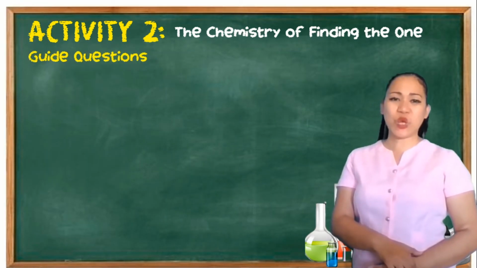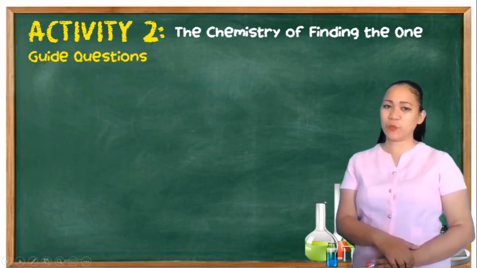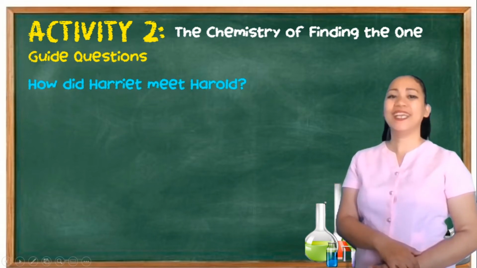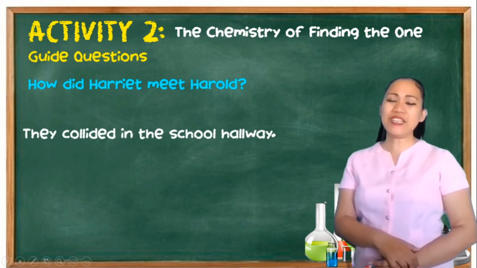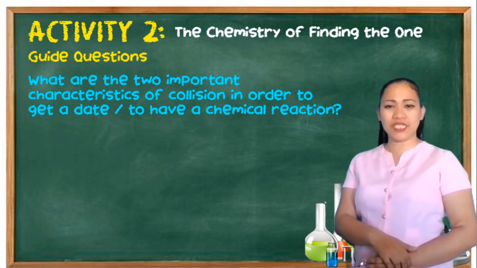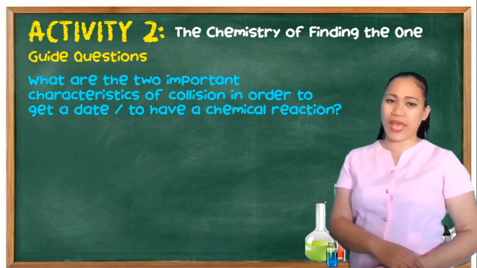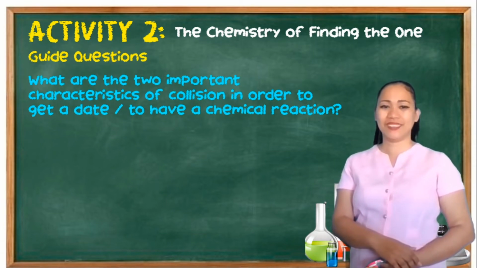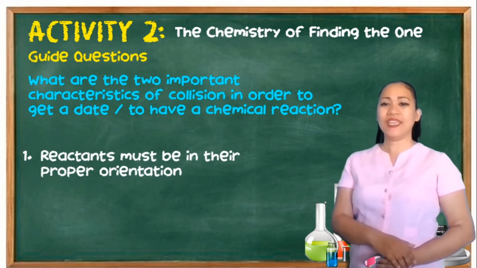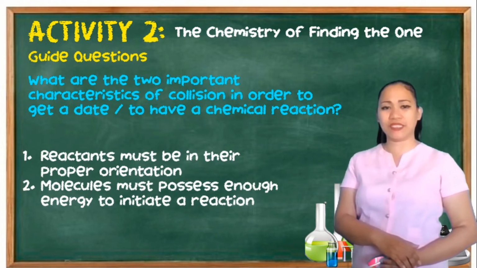From the video that you have watched, let us answer the following guide questions. First, how did Harriet meet Harold? Yes, they collided in the school hallway. What are the two important characteristics of collision in order to get a date or to have a chemical reaction? Yes, reactants must be in their proper orientation, and molecules must possess enough energy to initiate reaction.